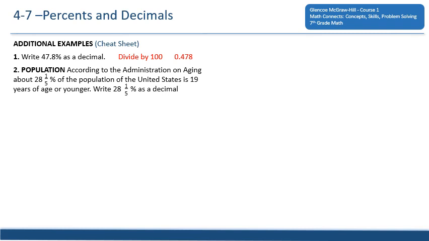Population. According to the Administration on Aging, about 28 1/5% of the population of the United States is 19 years of age or younger. Write 28 1/5 as a decimal.